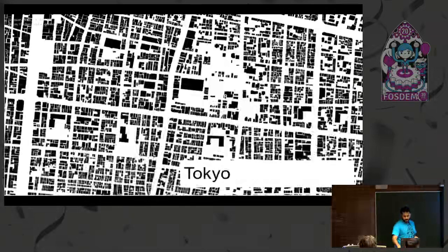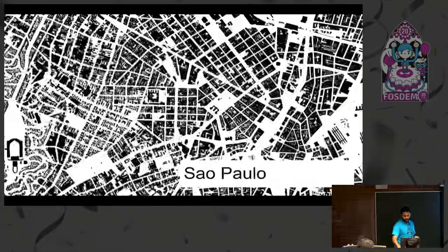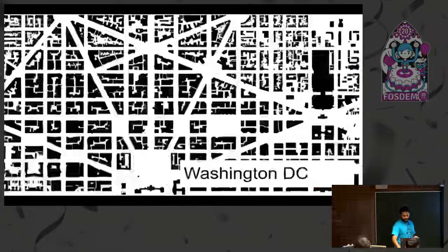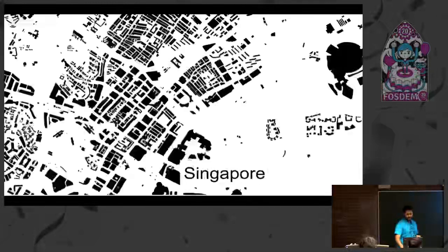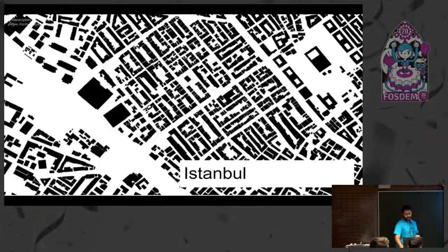That's New York, Tokyo, Brazil, Sao Paulo, DC, Barcelona, Singapore, Istanbul. So with this collection of images, you can see they come from different locations, different places, different cultures.